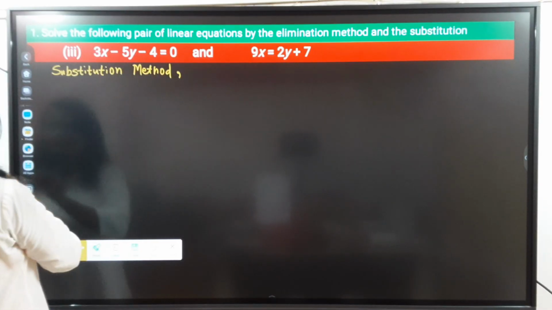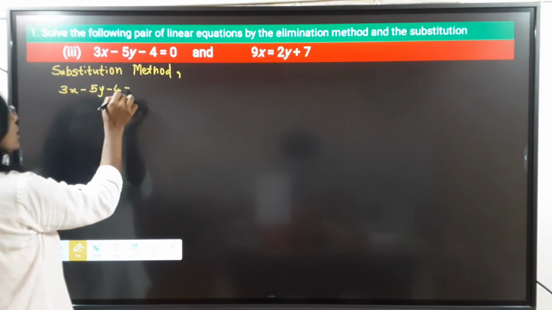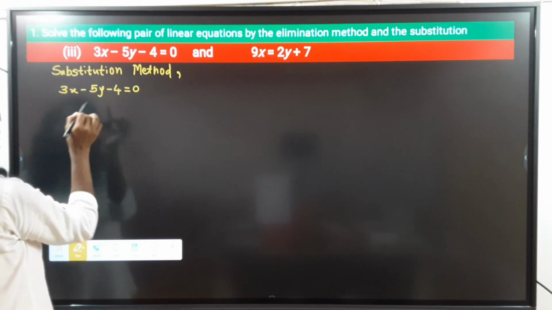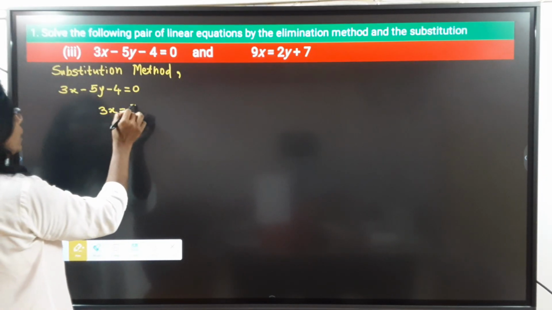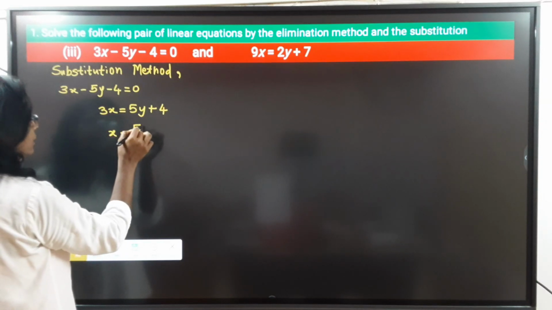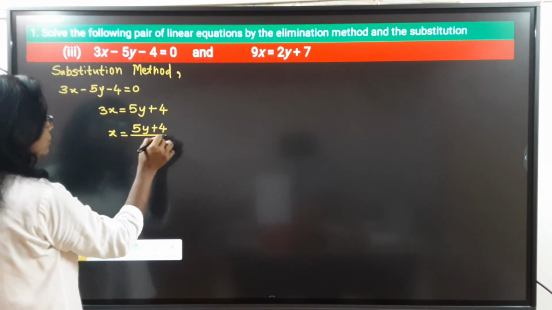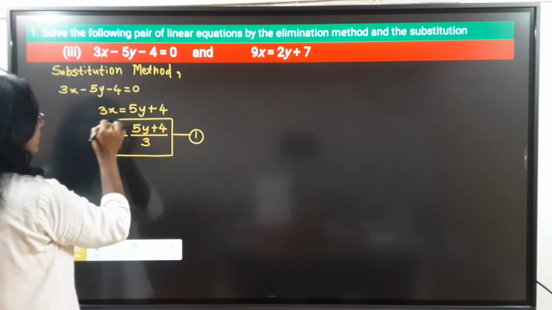So now here I write down that first equation: 3x minus 5y minus 4 is equal to 0. That means I write this equation as 3x is equal to 5y plus 4. That means x is equal to (5y plus 4) upon 3. I call it the first equation.